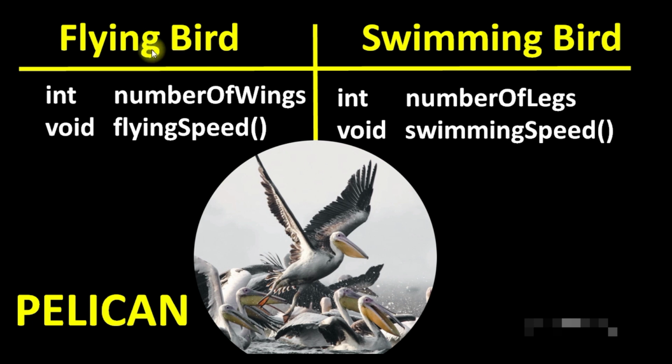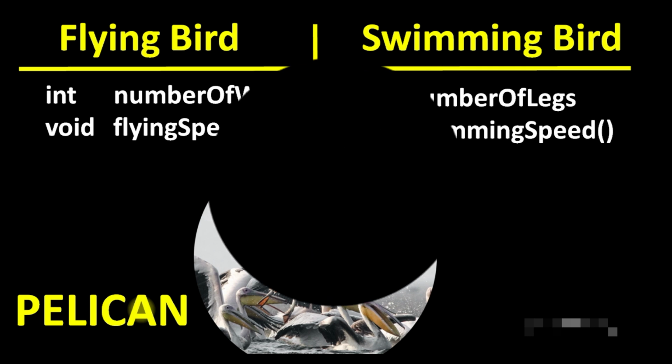So I have created a FlyingBird interface and a SwimmingBird interface, with two members here: one property called number of wings and one method, flying speed. Similarly for SwimmingBird I have created number of legs as a property and swimming speed as a method, and using this Pelican subclass I basically inherit both these parent interfaces and access all these properties under this subclass. So this way you can design any interface example based on your needs.